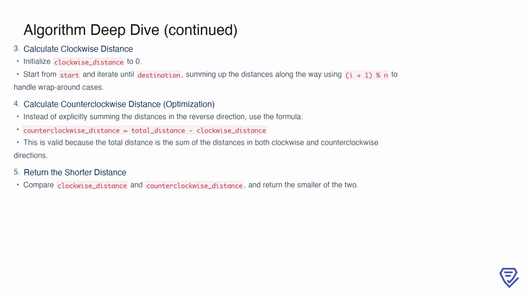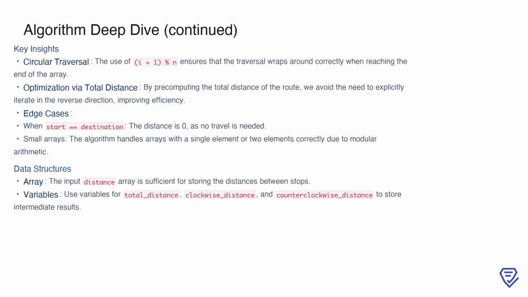Finally, we simply compare the two distances, clockwise_distance and counterclockwise_distance, and return the smaller value. This ensures that we always find the shortest path between the two stops. What makes this algorithm efficient are a few key insights. First, the use of (i+1)%n allows us to handle the circular nature of the route seamlessly, ensuring that the traversal wraps around correctly.